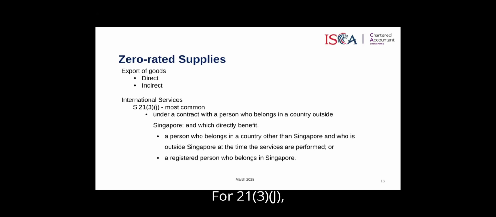For 21(3)(j), in order to zero rate a supply of services, it must be under a contract with a person who belongs in a country outside of Singapore and which directly benefits the person belonging in a country other than Singapore and is outside of Singapore at the time the services are performed, or a registered person who belongs to Singapore.